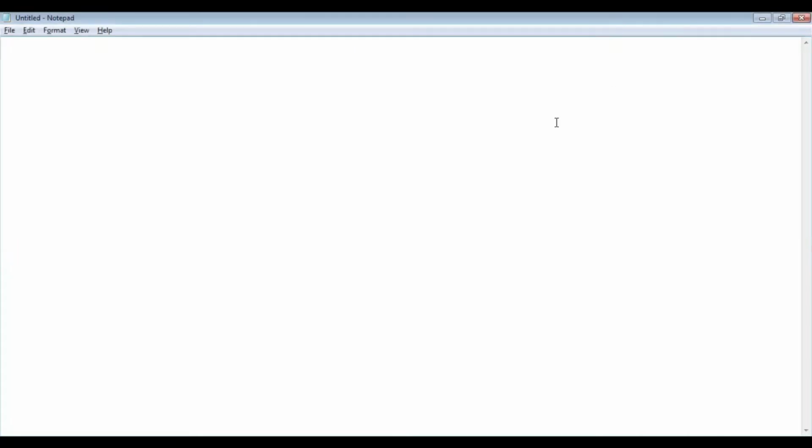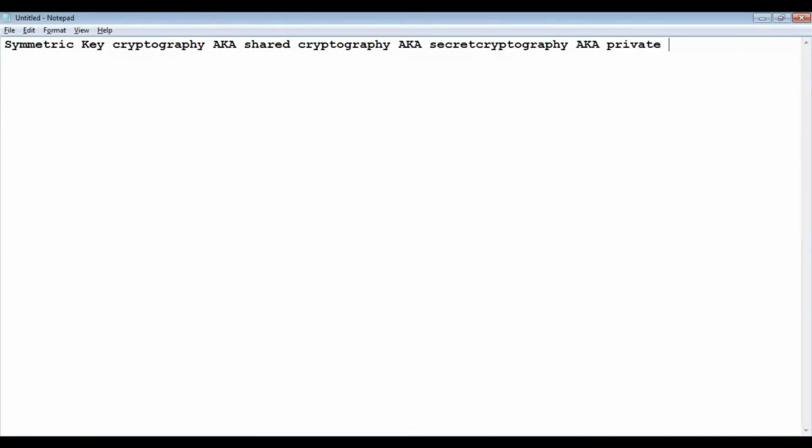Now, what is symmetric encryption? Symmetric key encryption or cryptography. For the sake of discussion, we'll take it as cryptography. Then does it mean it is only symmetric key encryption and not decryption? So be careful. Symmetric key cryptography is also known as shared, secret, and private key cryptography.